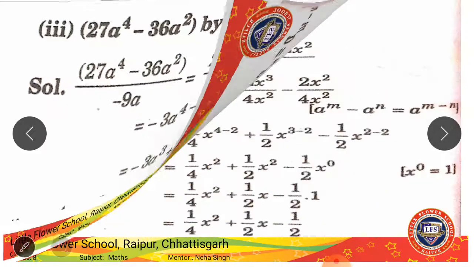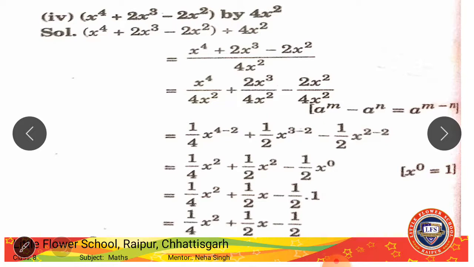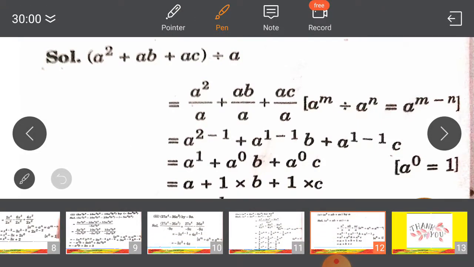Okay. Next is the fourth question. Again you can see, as for the numbers, if you want to take common, right? Or you can divide the denominator individually into each of the numerators, and then you can use the exponents identity, and you can solve, like we are doing in each question here, right? So this is the last question.